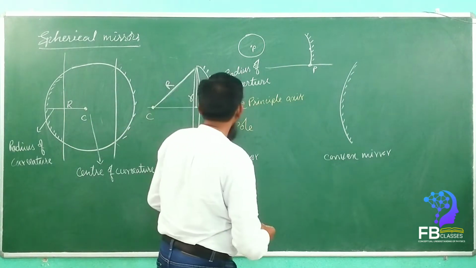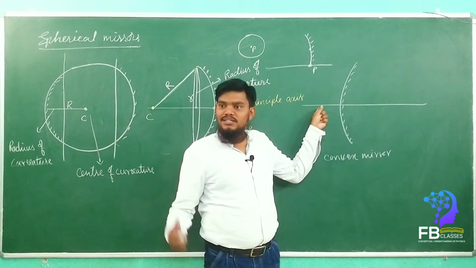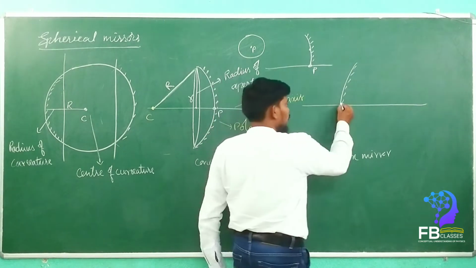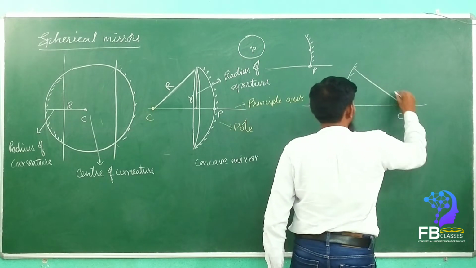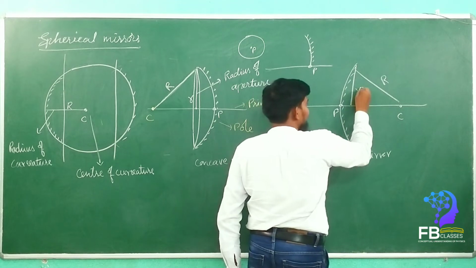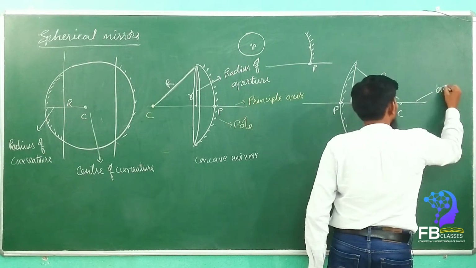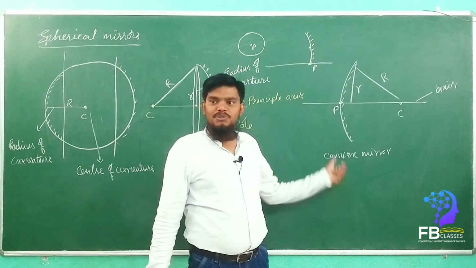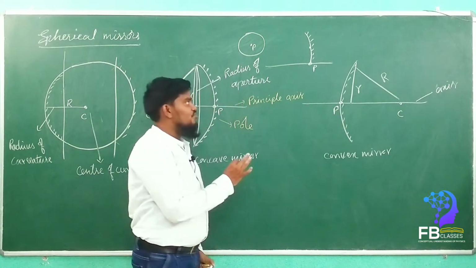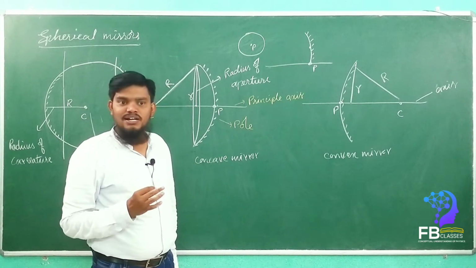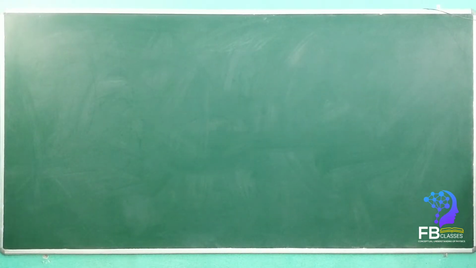See here, if you write all this terminology for the convex mirror, this is the pole. This is the center of curvature. This is the radius of curvature. This is the aperture, radius of aperture. This is the principal axis. This is an axis, right? All this can be written for the convex mirror as well. So can you please make a note of this general terminology? Then we can continue our class with the principal focus and focal length. Okay?